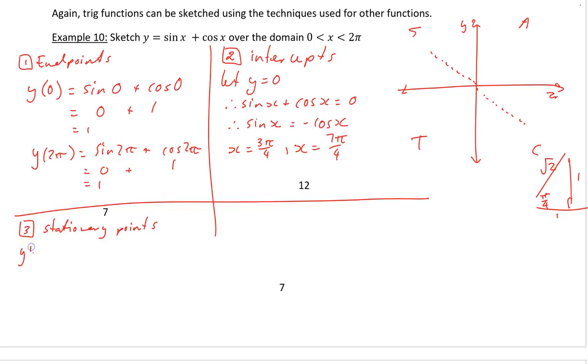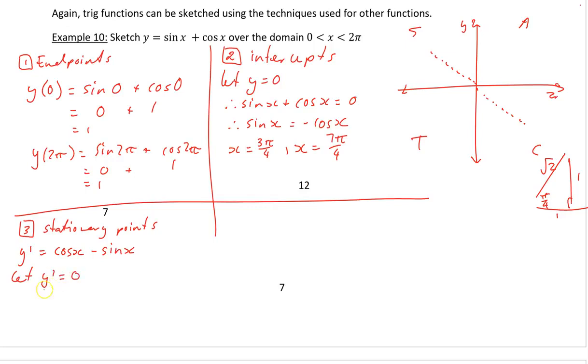So, differentiate my function. Y prime equals, right, differential of sine is cos, and the differential of cos is negative sine x. So I've got this thing. Now what I need to do is find the zeros of this. I want to know when my gradient is equal to 0, because they're going to be my horizontal or stationary points.